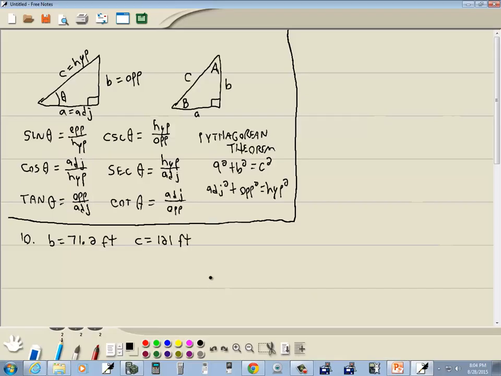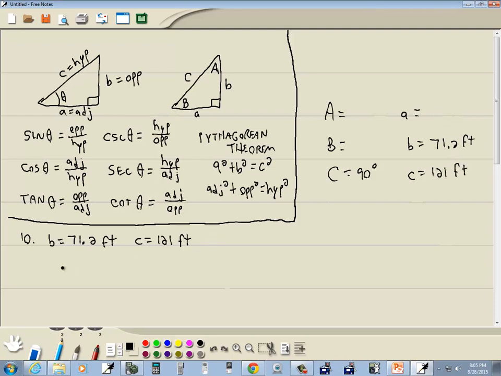So we'll talk more about that here in a second. Remember what we're trying to find. We're trying to find angle A, angle B, angle C. Angle C is 90 degrees, so we got that one already. Then side A, side B, and side C. Well, B, they're telling us, is 71.2 feet, and C is 121 feet.